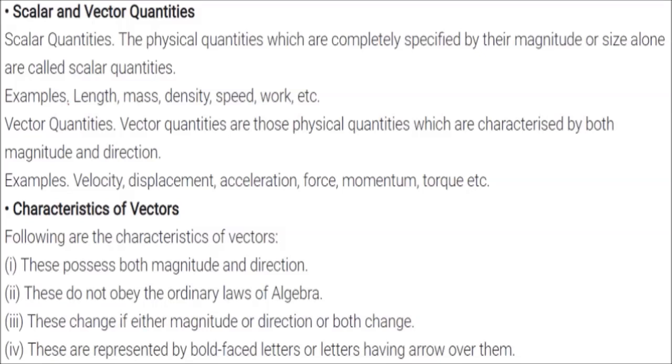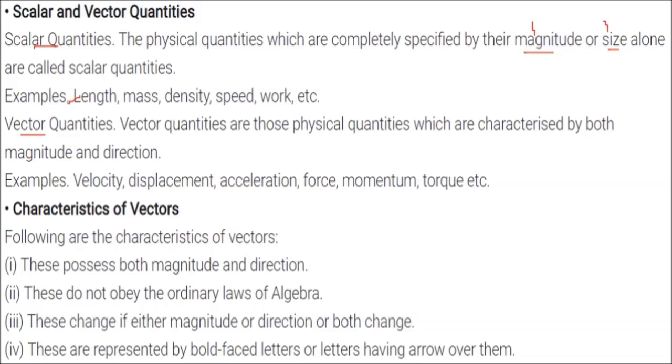Scalar and vector quantities. What are these scalar quantities and what are these vector quantities? Scalar quantities are those physical quantities which are completely specified by their magnitude or size or the value. It is only known by the magnitude and the value or the size.